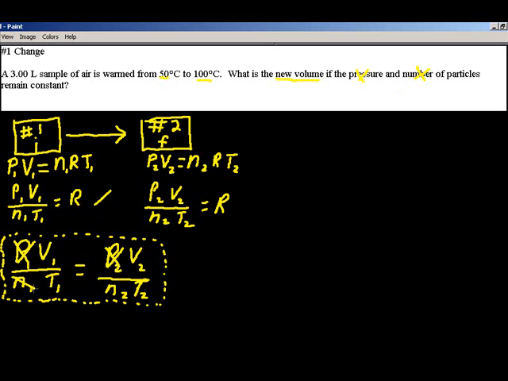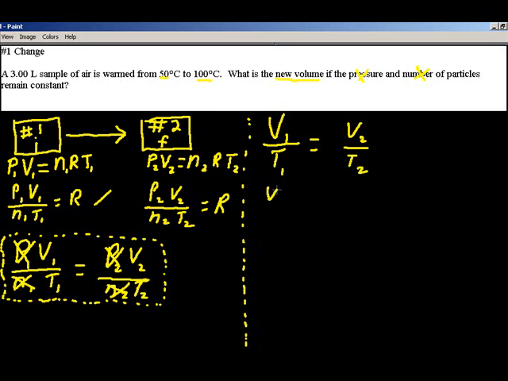And then the number of particles or the moles can also be dumped. You just built the custom equation for this problem, because there's a lot of other problems that would have changed other things around. So your strategy is to write down V1 over T1 equals V2 over T2. And this is the equation you're going to use to solve this problem.